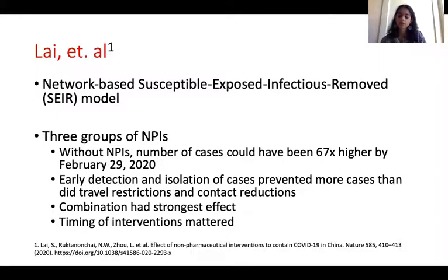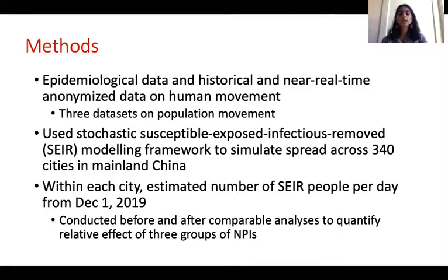So going into their methods, they look at epidemiological data and historical and near real-time anonymized data on human movement. They have 3 different data sets on population movement. They use an aggregated and de-identified data set on near real-time inbound and outbound flows for each city in their data set. They look at a historical relative movement matrix and daily population movements at the county level.